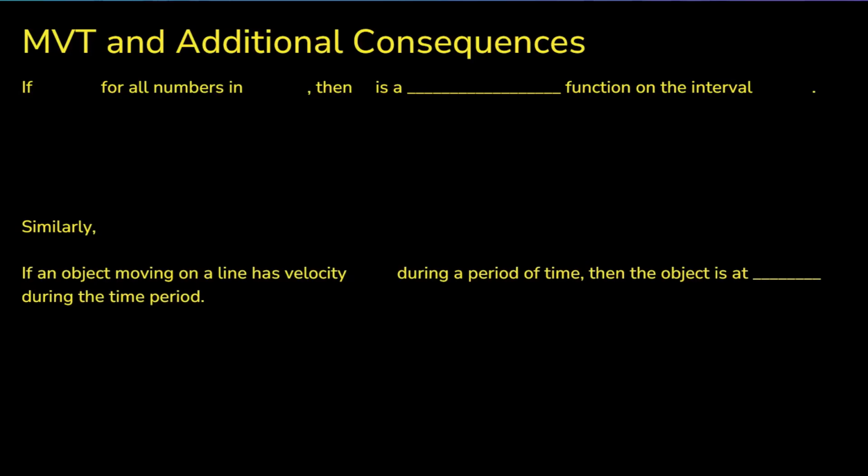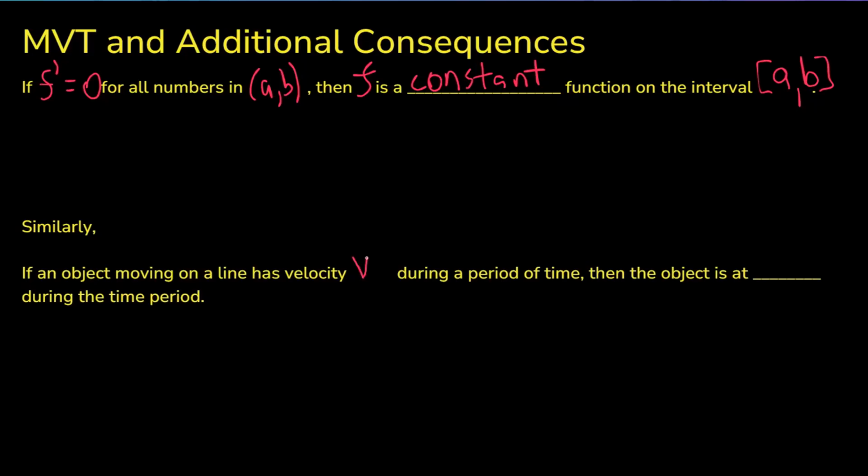Now, there's a couple additional consequences of the mean value theorem. One of them is that if f prime equals 0 for all numbers in the open interval a to b, then f is a constant function on the closed interval a to b. Similarly, if an object moving on a line has a velocity v equal 0 during a period of time, then the object is at rest during that time period. If the object has a velocity of 0 over the time interval, it doesn't move during this interval of time.